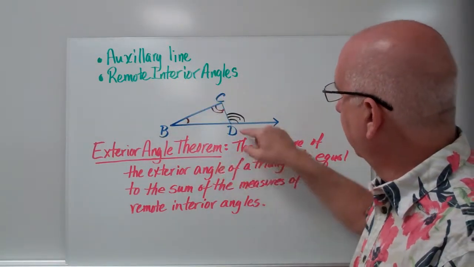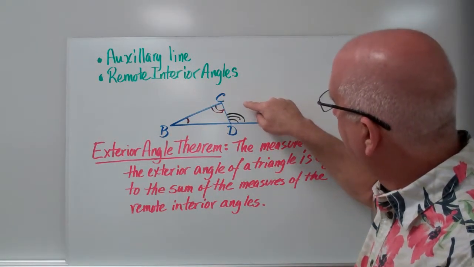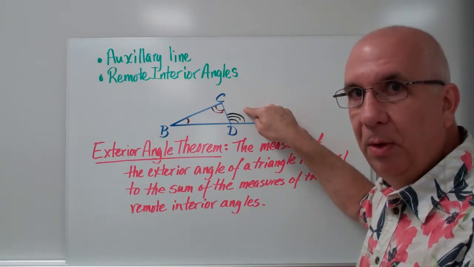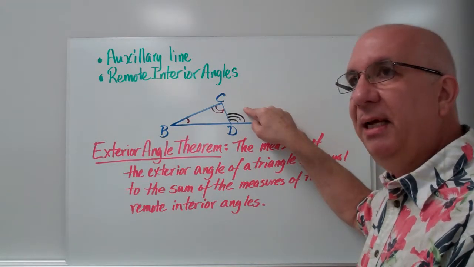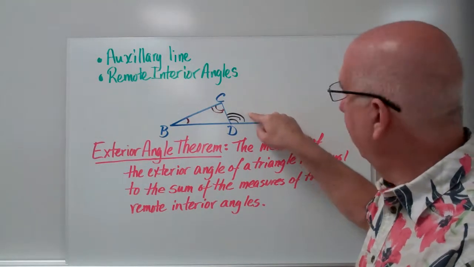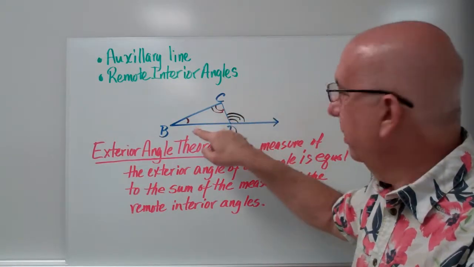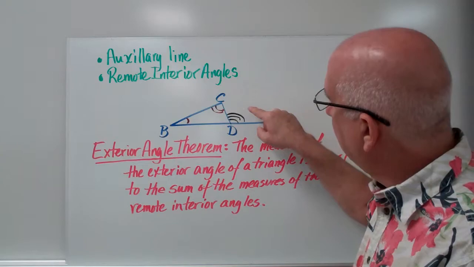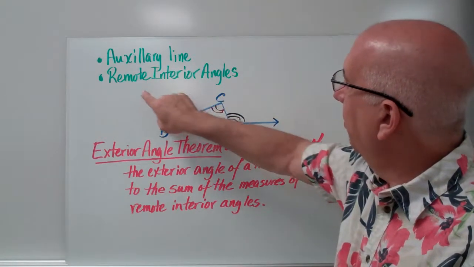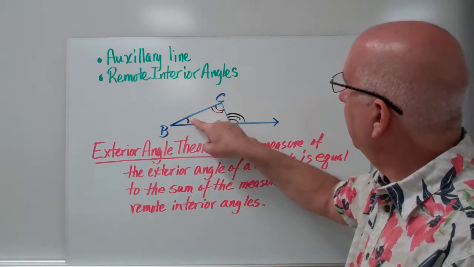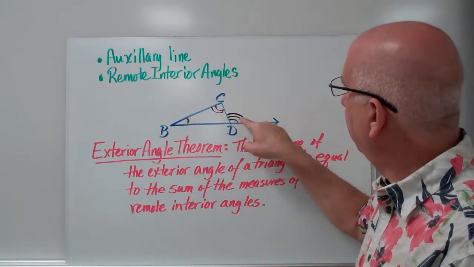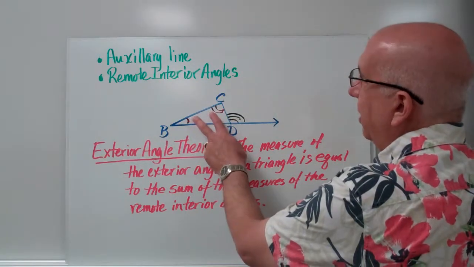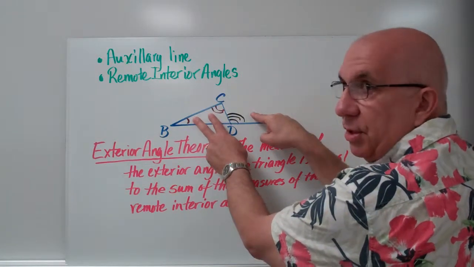Remote interior angles, well, first before I do that, this angle that results out here is called the exterior angle. Why is it exterior? Because exterior means outside. And this angle is outside the triangle. It's not inside. This is outside. So this is an exterior angle. The remote interior angles are these two angles over here that do not touch here. So these are the remote interior angles to this exterior angle.